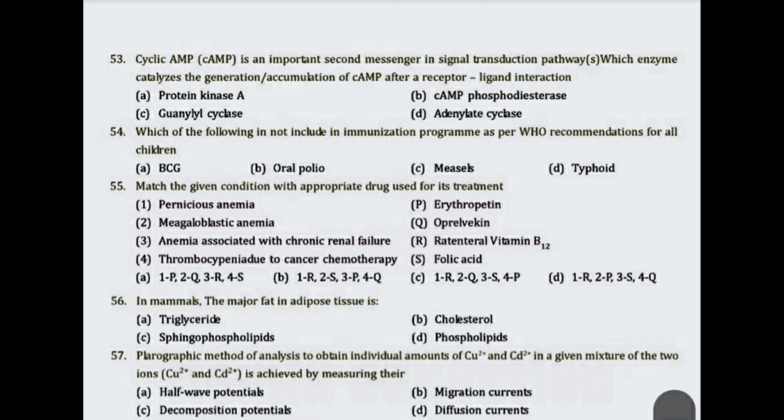Question number 57 is a repeated question of polarography which we saw earlier. The correct answer is option D, diffusion current.